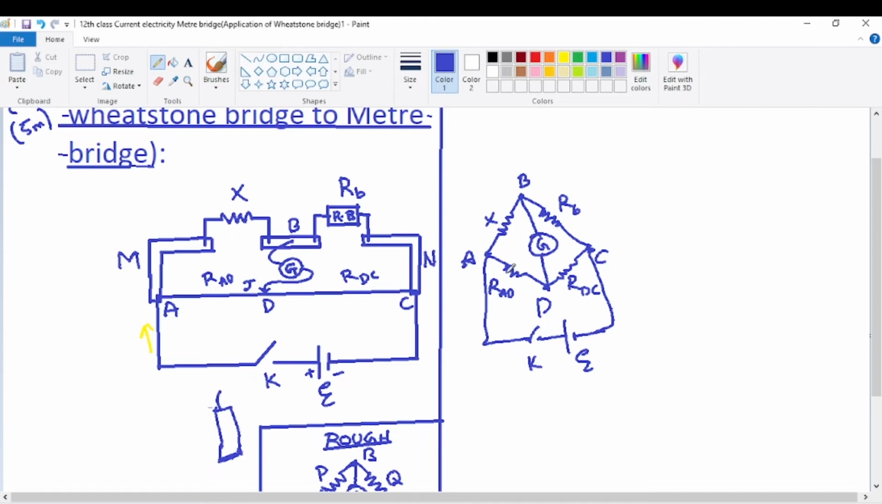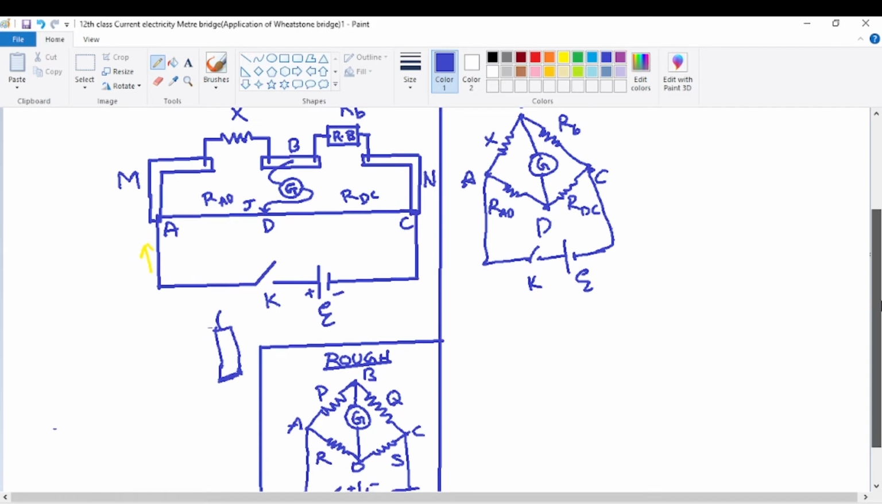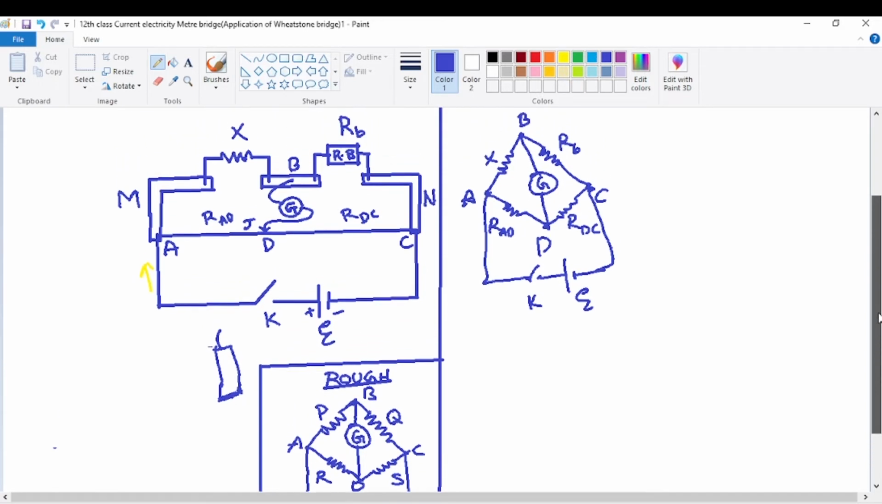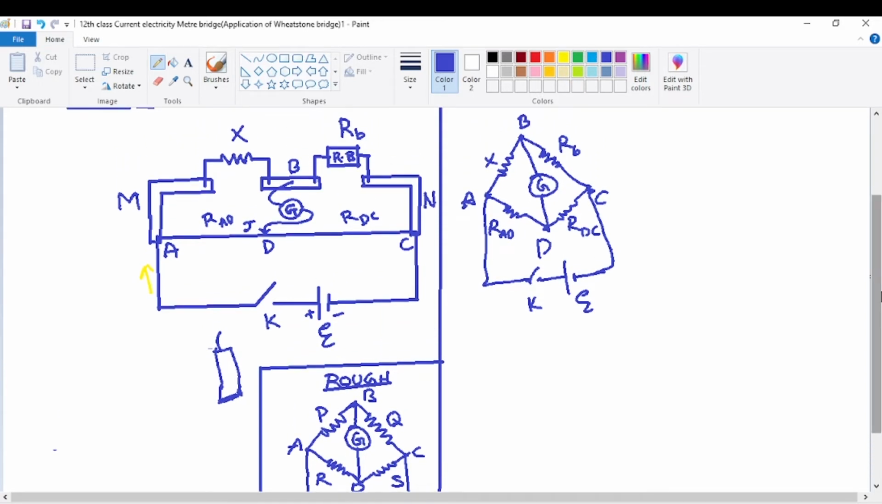Already we have seen the bottom left and right resistances. They are simply formed by RAD and RDC. They are nothing but the bottom left and right resistances of the Wheatstone bridge. They are just formed by a single uniform resistance wire whose length is 1 meter. So that way the meter bridge can be seen to be a practical form of the Wheatstone bridge. It's very easy to apply. A meter bridge can be very easily applied to find out any unknown resistance.